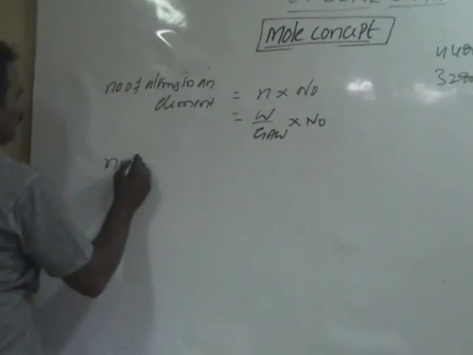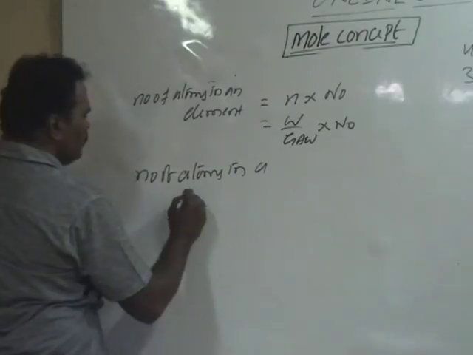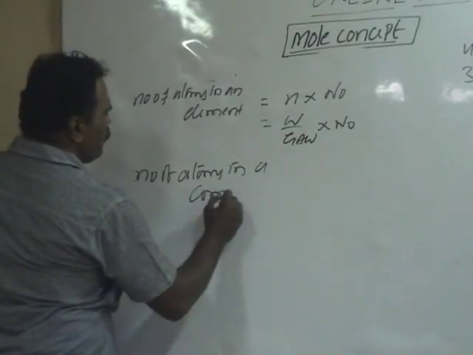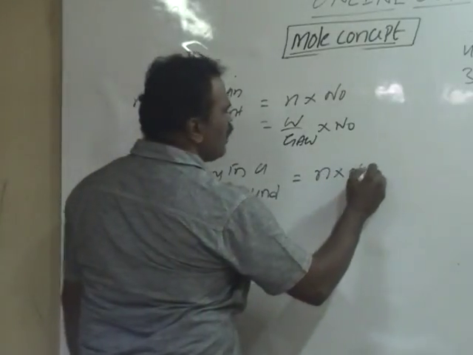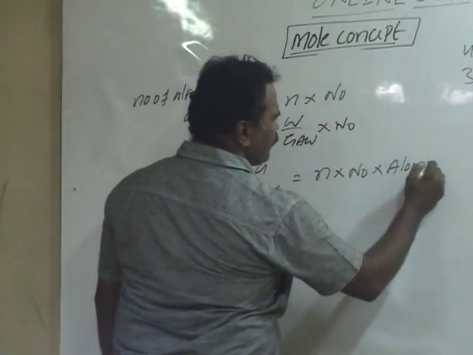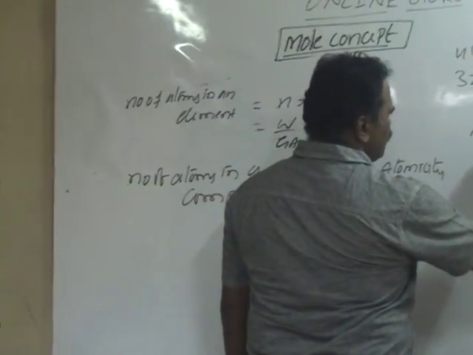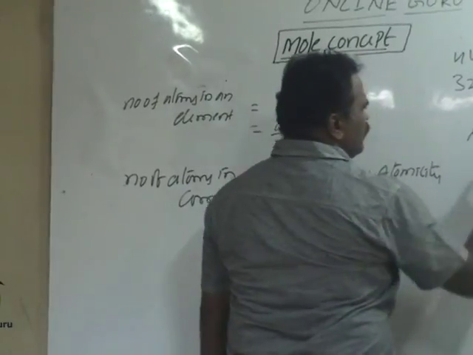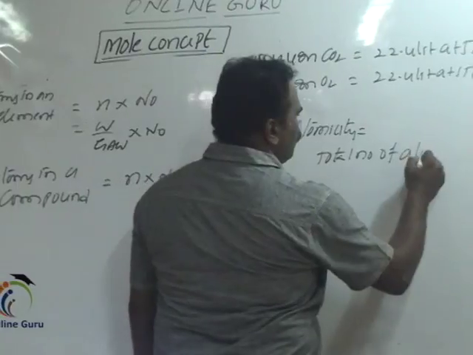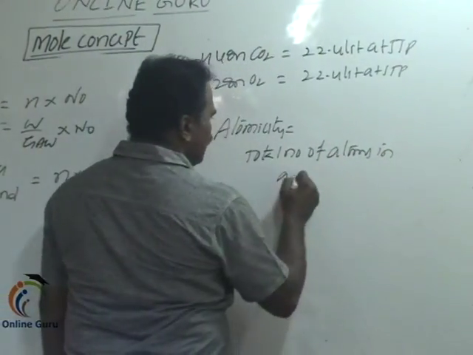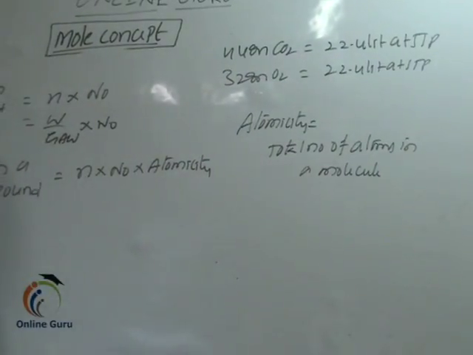Similarly, the number of atoms in a compound is equal to number of moles into Avogadro number into atomicity. What is meant by atomicity? Atomicity is nothing but the total number of atoms in a molecule. Total number of atoms in a molecule is called atomicity.